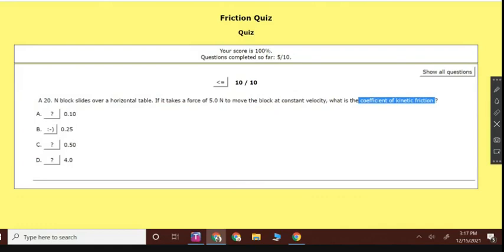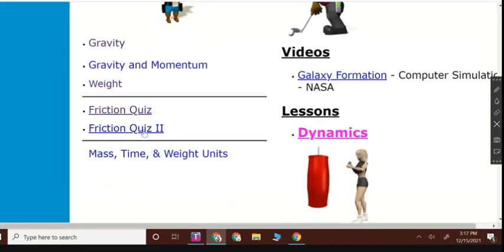Wait, so is that like you sub in the FG? Yeah. The horizontal table, normal, just like the test we did, normal equals weight. So that is friction quiz 1, I think. And let's do friction quiz 2.